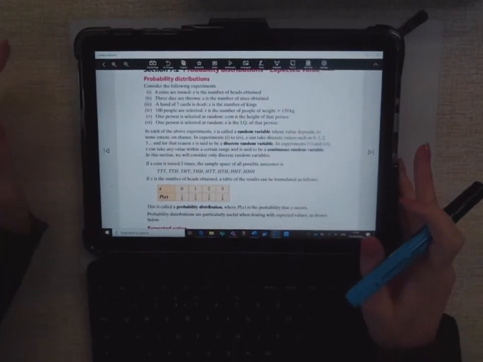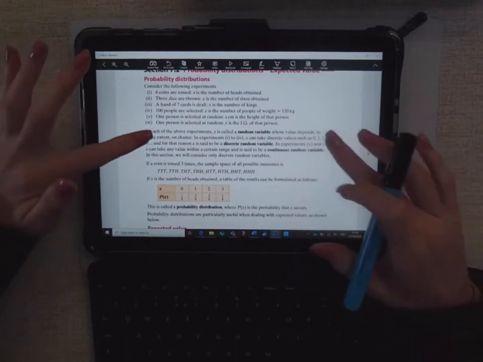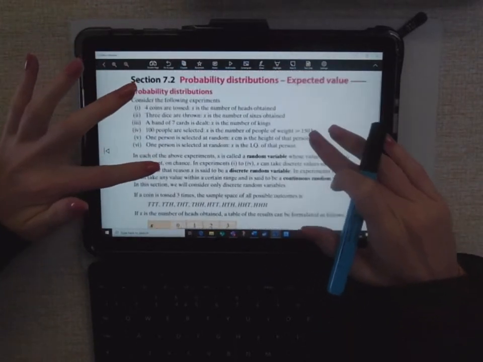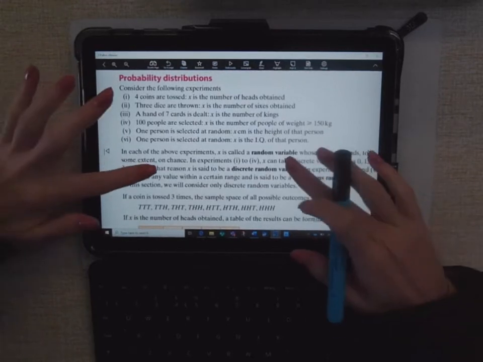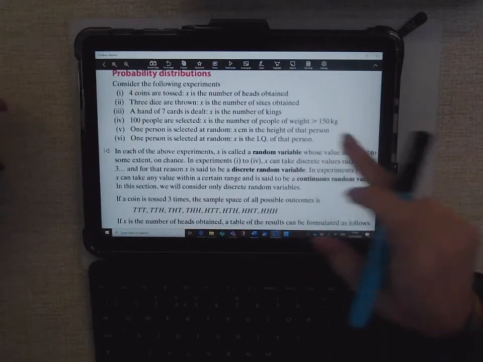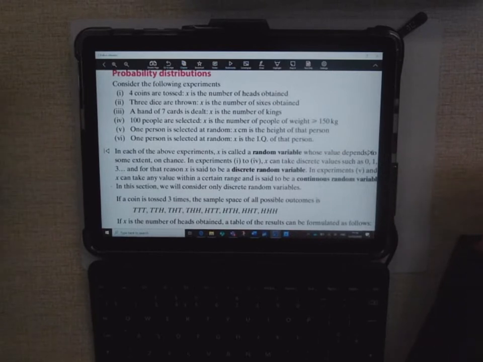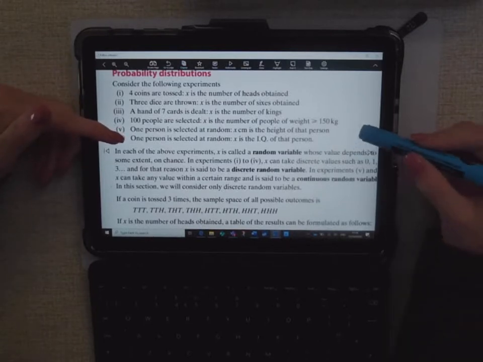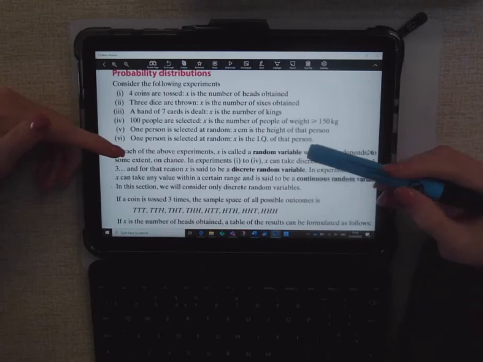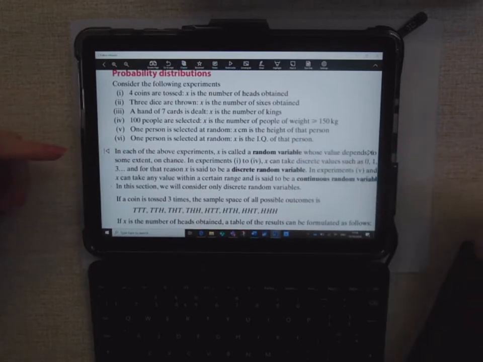Alright, so we're looking at expected value today. Before that, we're just going to talk about probability distributions. So, 4 coins are tossed, X is the number of heads obtained. 3 dice are thrown, X is the number of sixes obtained. Down here, 1 person is selected at random, X is the height of that person. 1 person is selected at random, X is the IQ of that person.